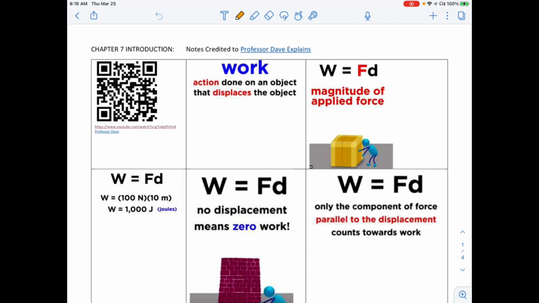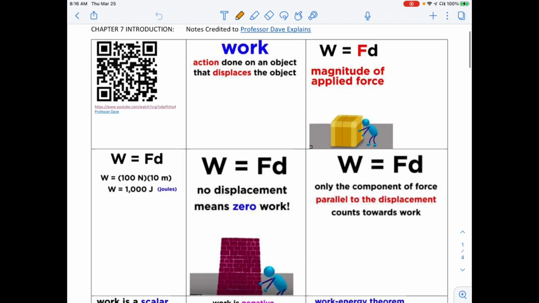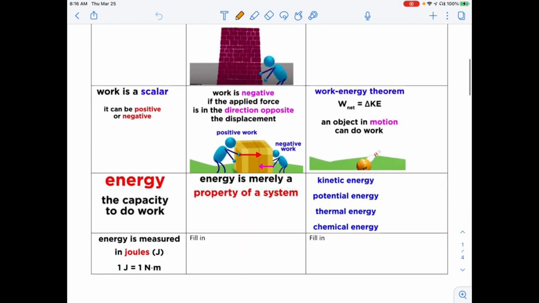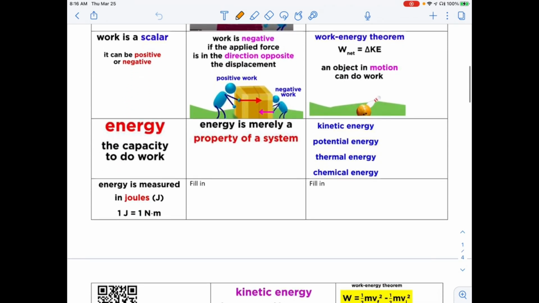I love diving into this because it takes everything we've been learning about forces one level deeper, and it's really a neat idea. So we have work. Remember, if you don't move anything, you have done no work. You can push on a brick wall all day.